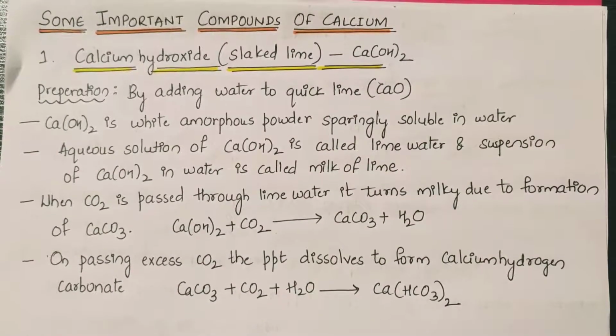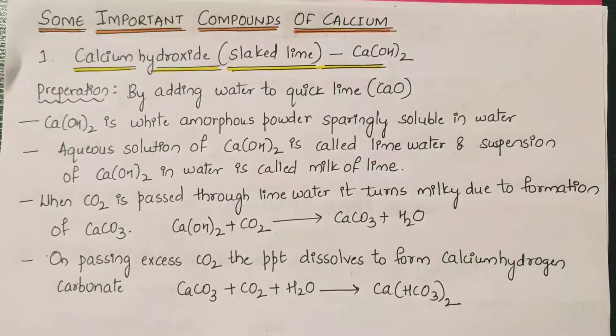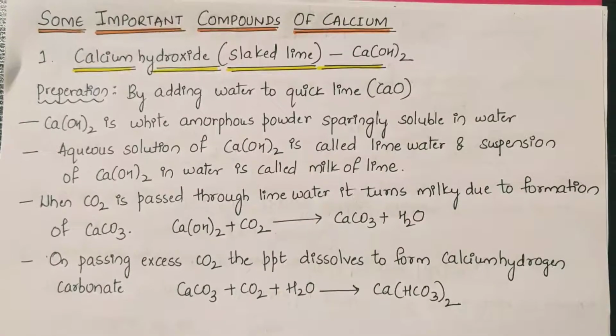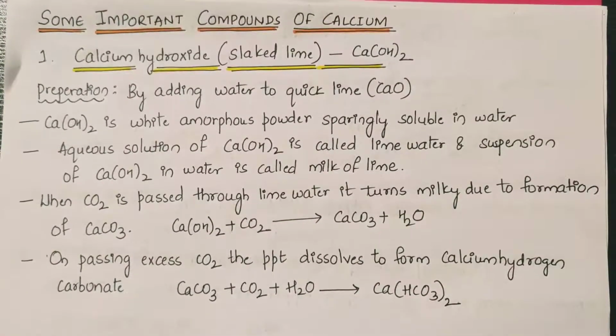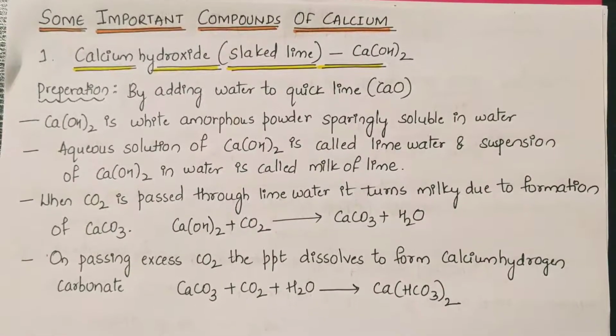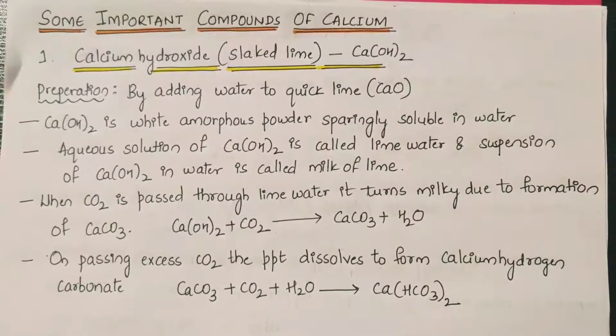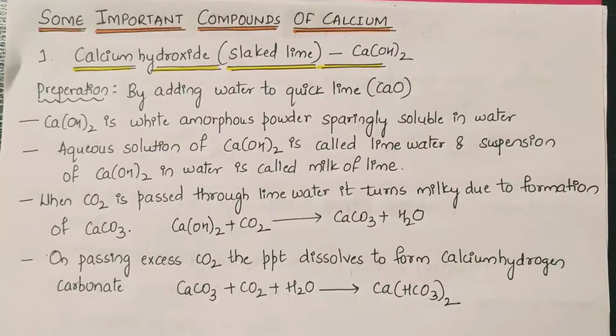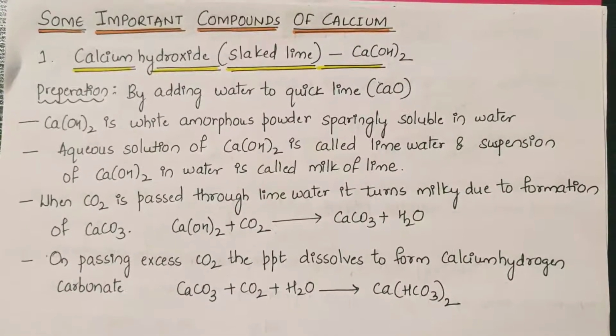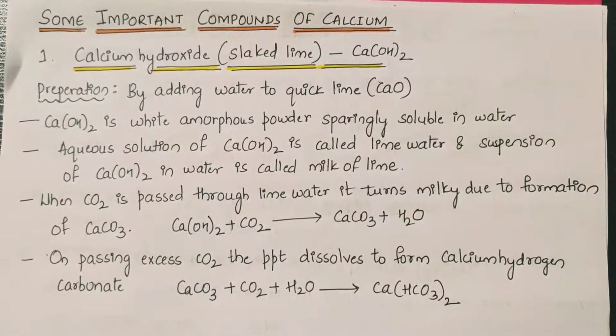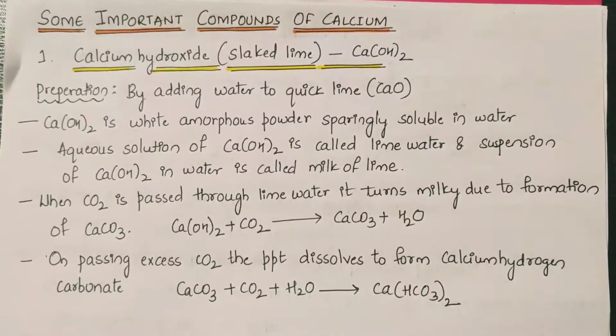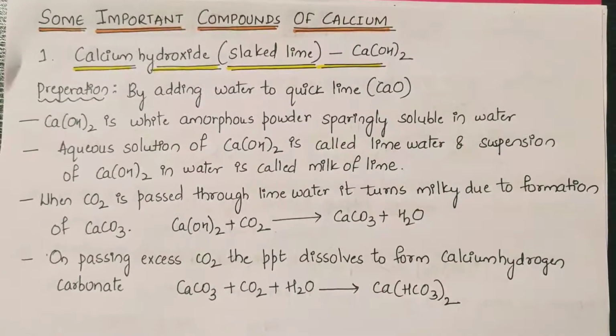your slaked lime. Okay, so this calcium hydroxide occurs as a white amorphous powder which is sparingly soluble in water. Now you might have seen the amorphous nature of the salt. Whenever you are doing the qualitative analysis, there are two kinds of appearance: one is crystalline and the other is amorphous, and we all know that amorphous salts are generally sparingly soluble in water. So calcium hydroxide also appears as a white amorphous powder which is sparingly soluble in water.